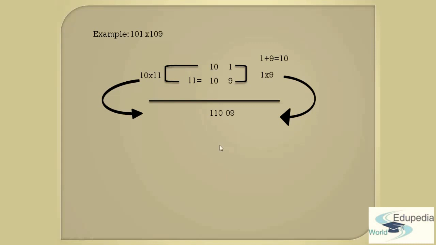Therefore, you can say that 101 into 109 is equal to 11,009. I hope you have understood pretty well how to apply the technique when the product of the digits in the ones place is a single digit number.